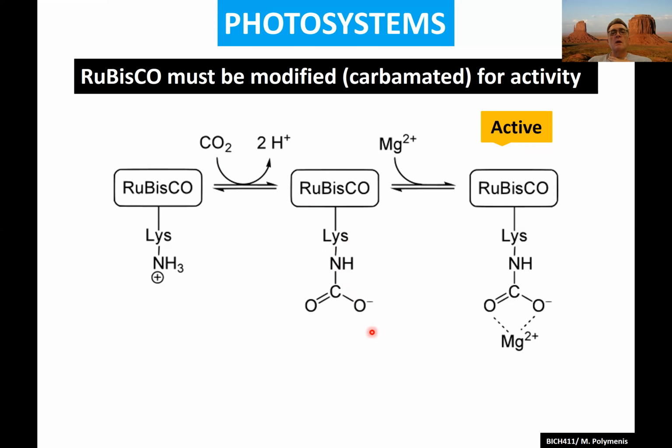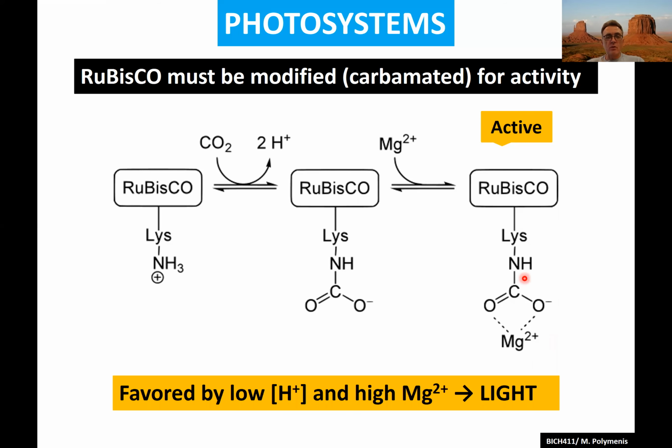So a different CO2 is modifying a lysine, and for that you also need magnesium, as it turns out, to properly coordinate the CO2 that gets added onto the lysine residue, and it is this carbamated form of Rubisco that's actually active. So there again, you need the magnesium for activation of Rubisco. And where do you find the magnesium? You find it in the stroma, during the day, not during the night.